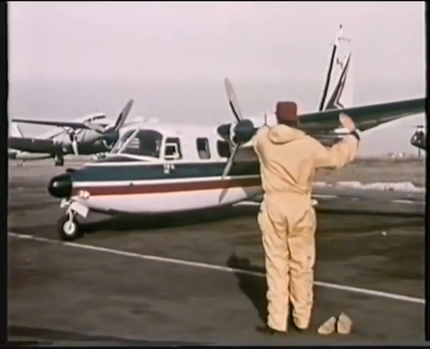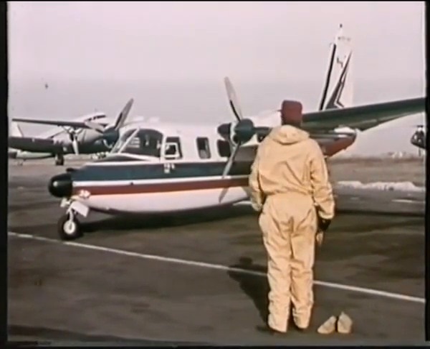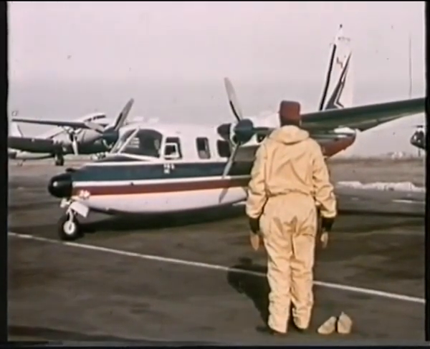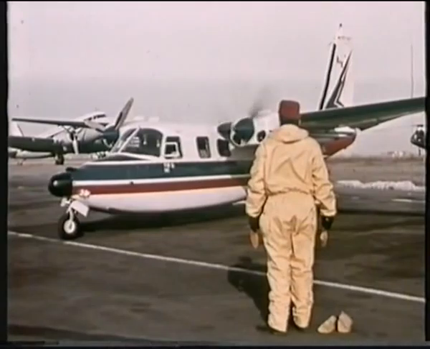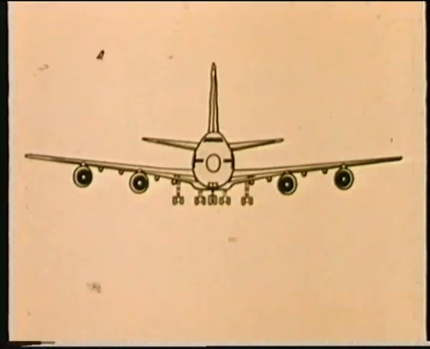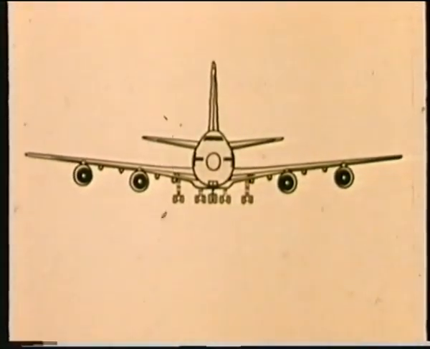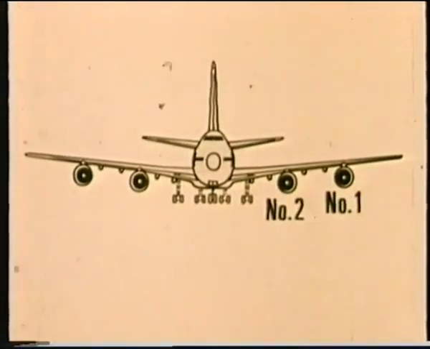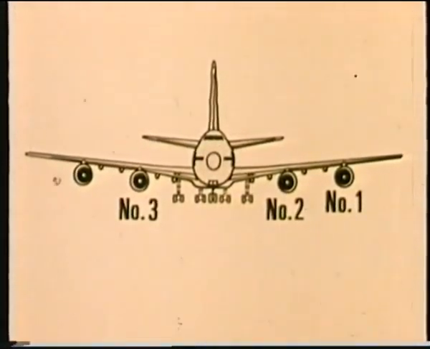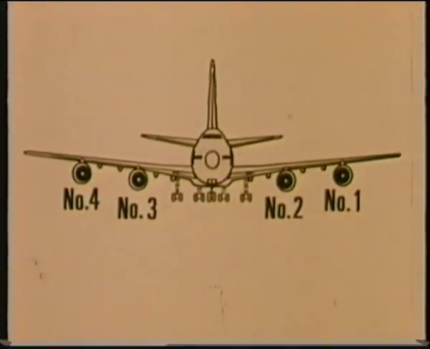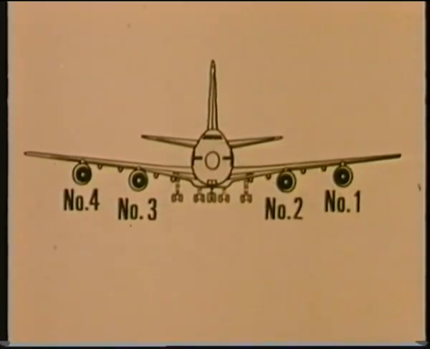The pilot raises the appropriate number of fingers to indicate the number of the engine to be started. The port engine of a twin-engine aircraft being number 1, and the starboard engine number 2. However, when an aircraft has more than 2 engines, they are numbered starting with the outboard port engine as number 1, the inboard port engine number 2, the inboard starboard engine number 3, and the outboard starboard engine number 4. Or, had this been a 3-engine aircraft, the center engine would be number 2.